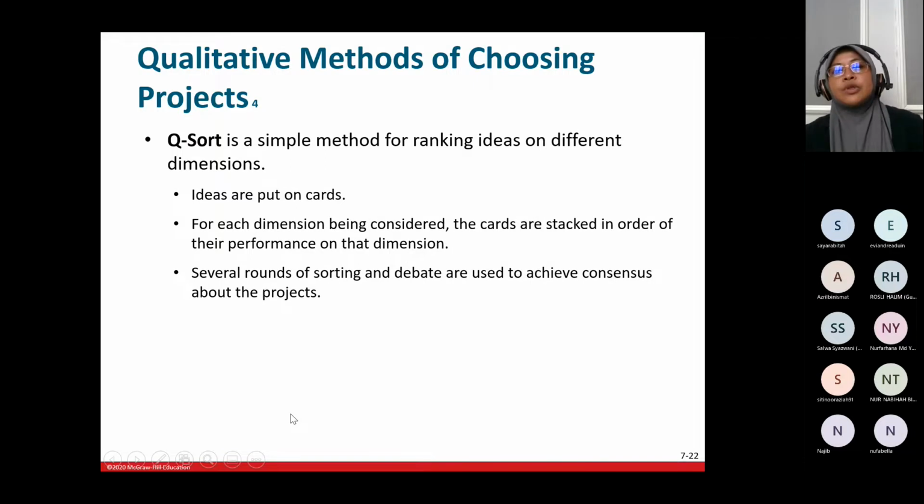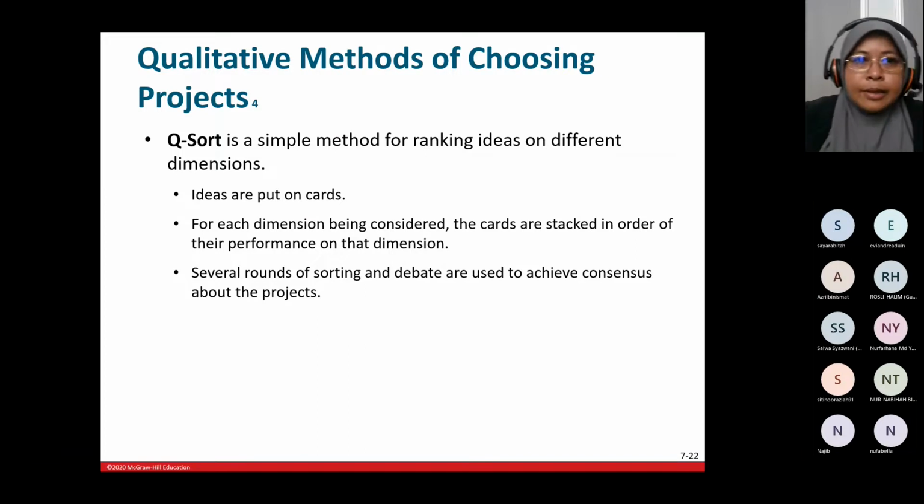Q-sort. Q-sort is one of the qualitative methods we can use to choose projects. If you are doing research methodology, actually Q-sort is also another method. It's one of the methods you can use in data collection in research methodology. So ideas are put on cards. For each dimension being considered, the cards are stacked in order of their performance on that dimension. Several rounds of sorting and debate are used to achieve consensus about the project.